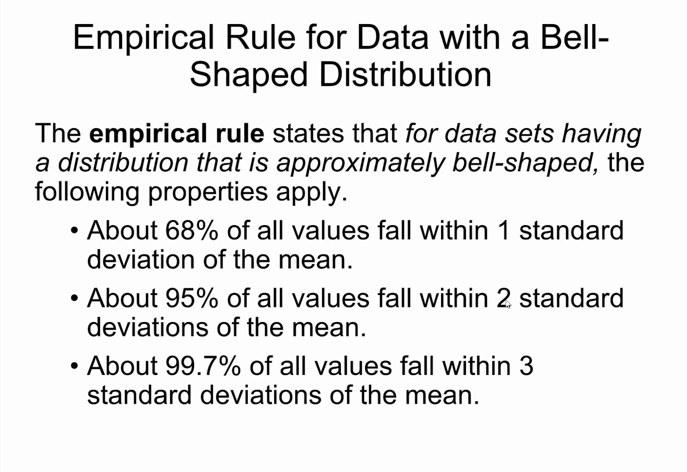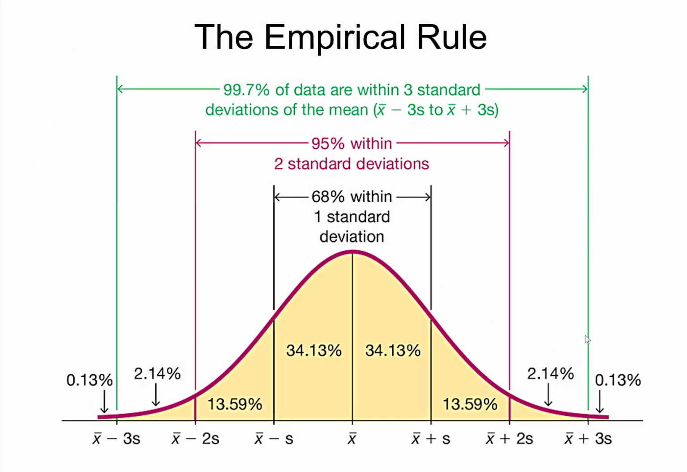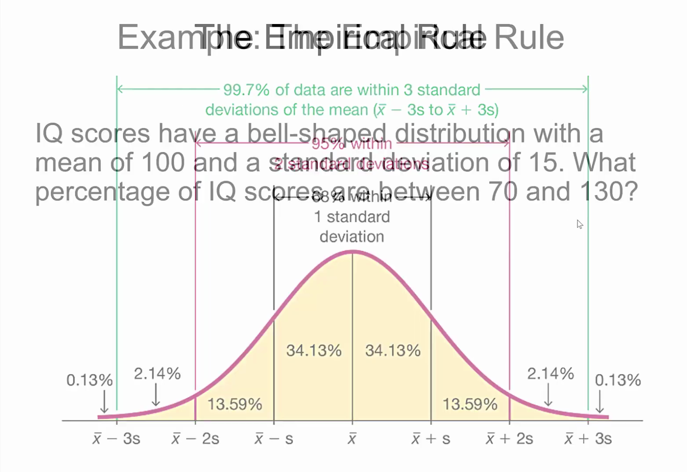The empirical rule for data with a bell-shaped curve tells us this: 68% of the data will fall within 1 standard deviation of the mean, 95% of the values will fall within 2 standard deviations of the mean, and 99.7%, or almost all of the data values, will fall within 3 standard deviations of the mean. And there's a picture of what the empirical rule looks like. So approximately 68% will be within 1 standard deviation of the mean, approximately 95% within 2 standard deviations, and approximately 99.7% of the data will be within 3 standard deviations.